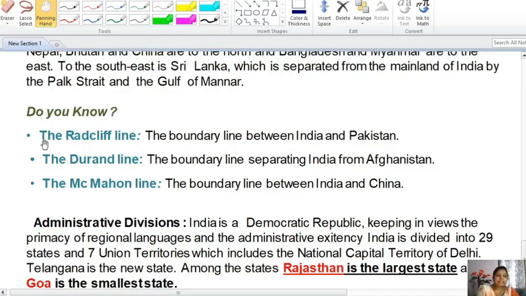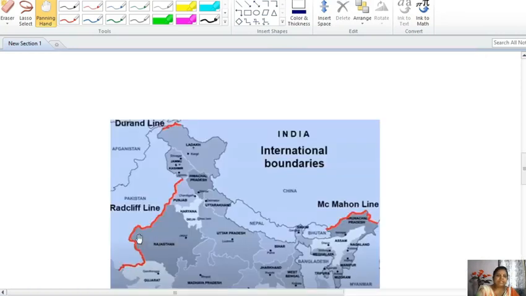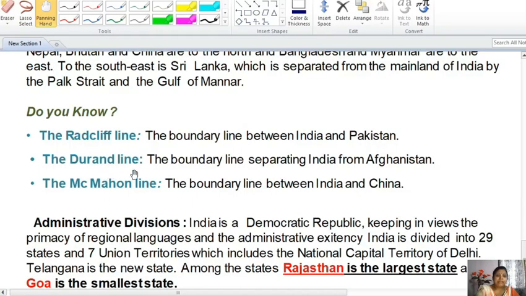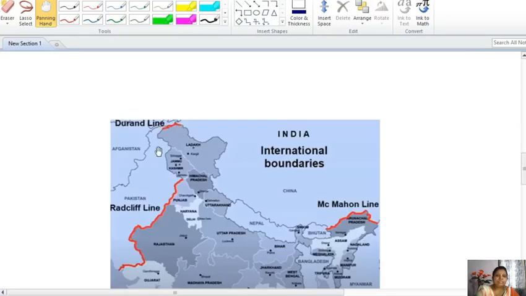Now let us discuss the important meaning of some of the words. The Radcliffe Line lies on the boundary between India and Pakistan. This is the Radcliffe Line, which lies between India and Pakistan. The Durand Line is the boundary line separating India and Afghanistan. This is known as the Durand Line, which separates India and Afghanistan. Here we come across Afghanistan.